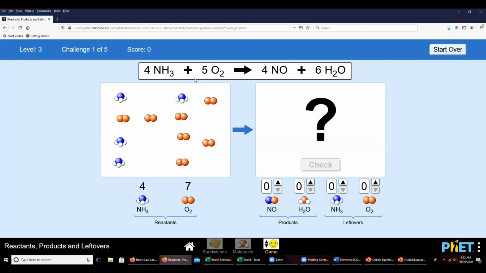Using the balanced chemical equation, you can determine how many products are formed based on the amount of starting material you have. In this example, there are 4 ammonia molecules, and 1 full reaction uses all 4 of the ammonia molecules. In a full reaction, it generates 4 nitrogen oxide compounds and 6 waters.